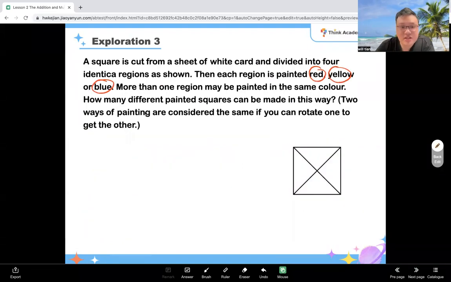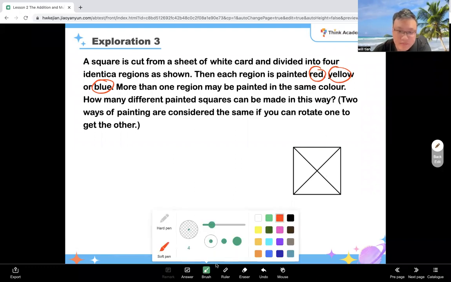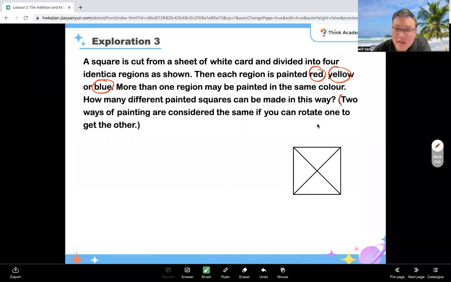Okay, now let's continue about this question. It says more than 1 region may be painted in the same color. That means it is possible for you to paint all these 1, 2, 3, 4 regions red. Okay, and then how many different painted squares can be made in this way? So guys, be really careful about the mark in the bracket.